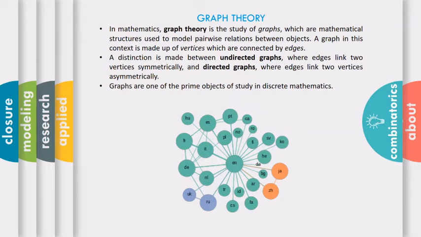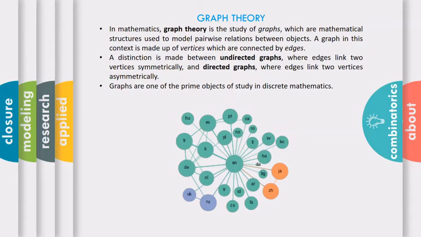A distinction is made between undirected graphs and directed graphs. There are two types of graph, undirected and directed. Undirected graphs are those where edges link two vertices symmetrically, and directed graphs are those where edges link two vertices asymmetrically. So these are some of the definitions of undirected and directed graphs. Graphs are one of the prime objects of study in discrete mathematics. In discrete mathematics also we have learned that the graph is very important.